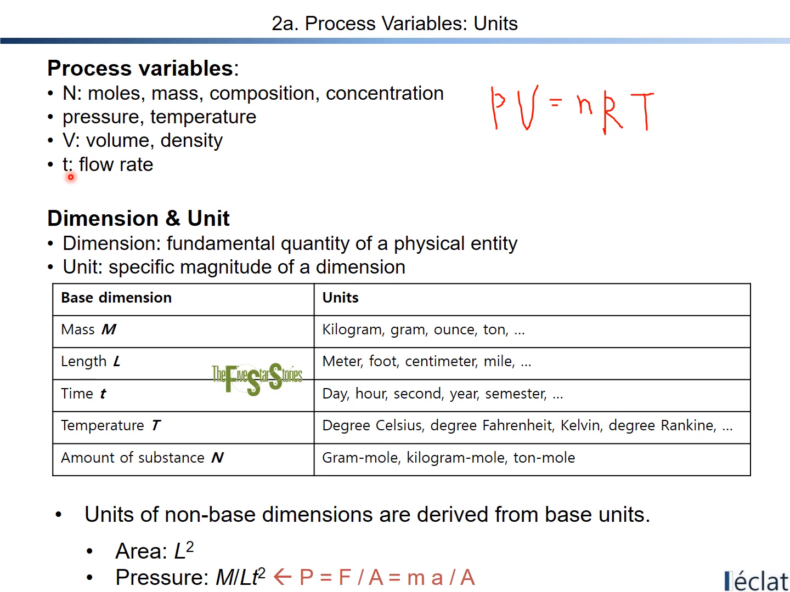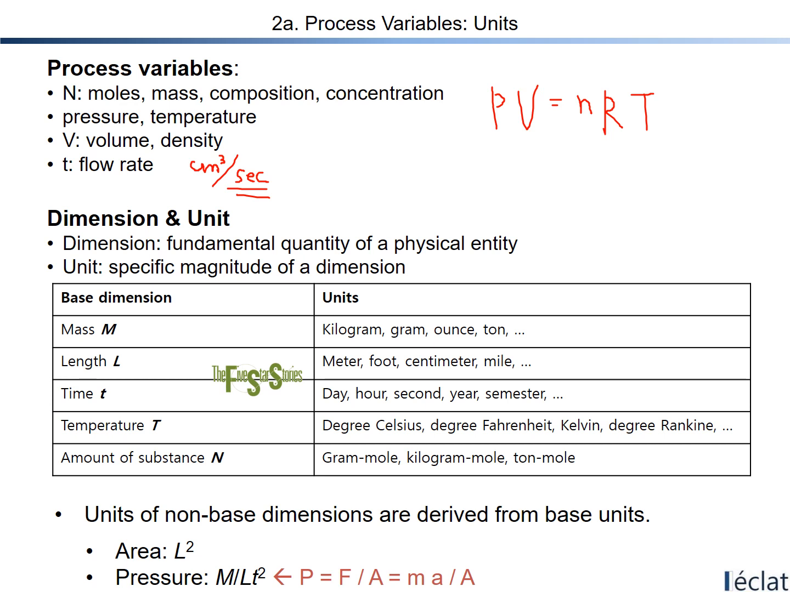Time related variables are used for making the flow diagrams. For example, flow rate. Let me write down some unit of flow rate. Like volumetric flow rate is cubic centimeter per second, something like that. This is the flow rate, and here is the time term.